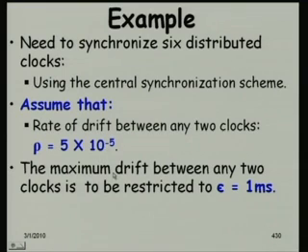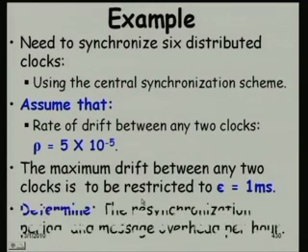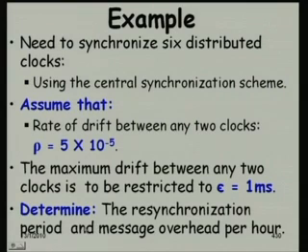Now, let us say we want to restrict the maximum drift between any 2 clocks to 1 millisecond. So, what is the frequency with which the master needs to broadcast, and also we need to calculate how many messages need to be transmitted per hour. Can you do it, or should we look at the answer?